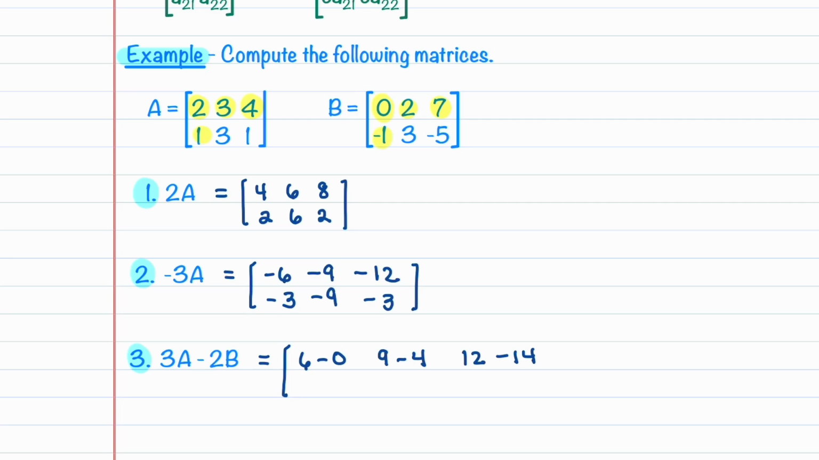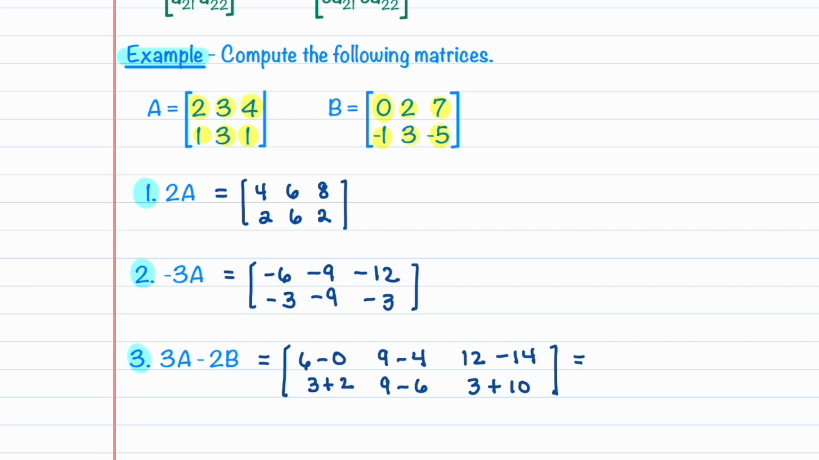So this is going to be 3 minus 2 times minus 1 gives us a plus 2. And then our next entry is 3 and 3. 3 times 3 is 9. And then minus 2 times 3 is minus 6. And then for the last entry, we have 1 and minus 5. So 3 times 1 is 3. And then a minus 2 times a minus 5 is a plus 10.